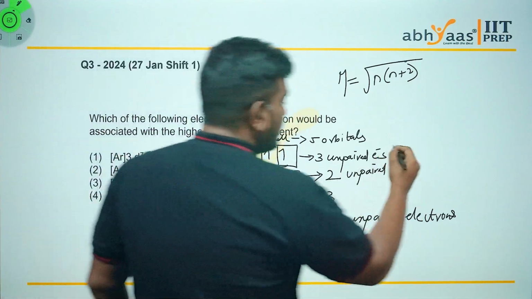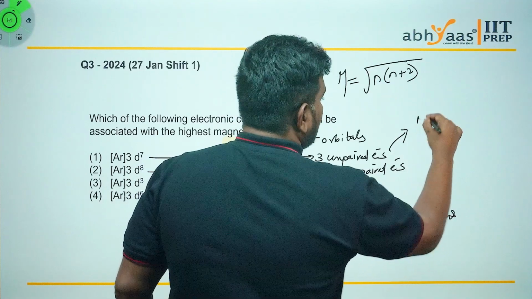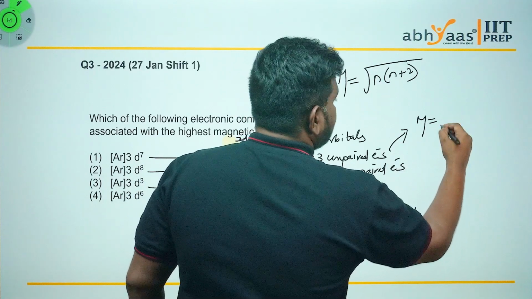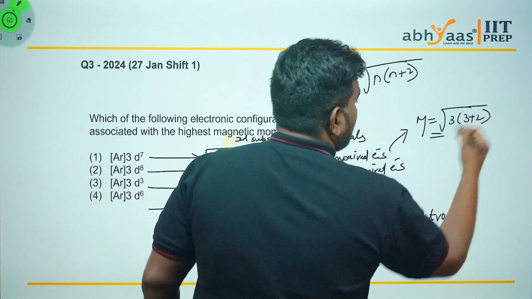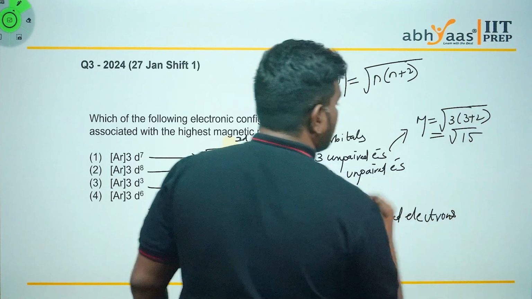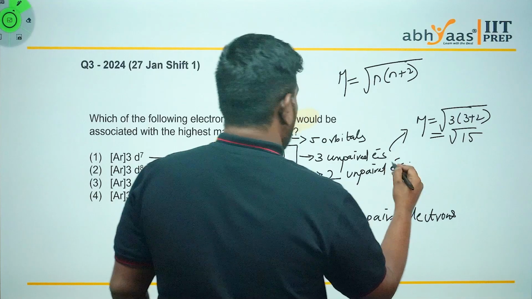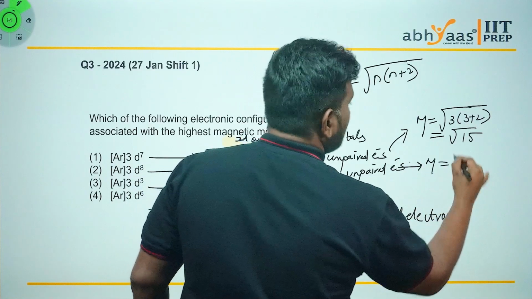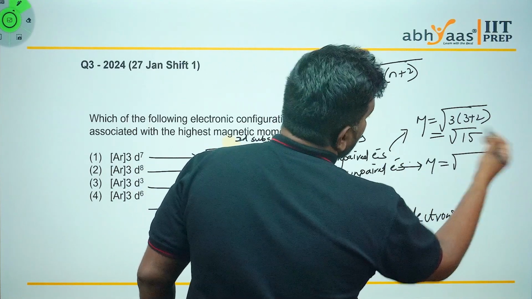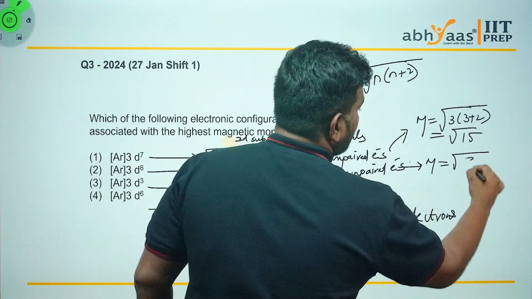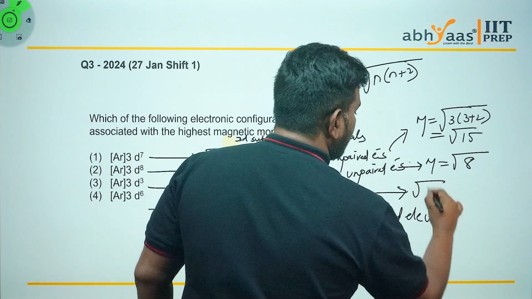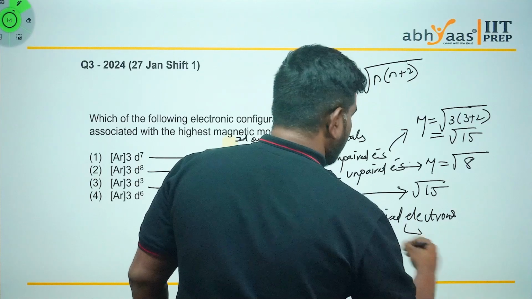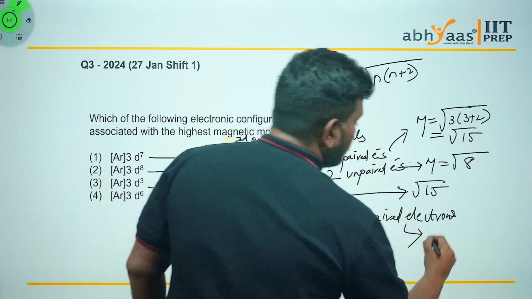So here you will get 3 electrons, so mu is equal to root of 3 into 3 plus 2. So what is that? Root 15. First one, root 15. Second one, mu is equal to root of 2 into 2 plus 2, that means root 8. Then the third one again, root 15. Then the last one, 4 electrons are there. So mu is equal to what?